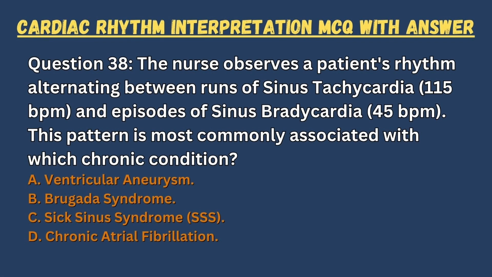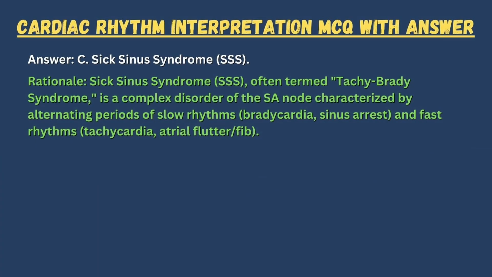Question 38. The nurse observes a patient's rhythm alternating between runs of sinus tachycardia, 115 beats per minute, and episodes of sinus bradycardia, 45 beats per minute. This pattern is most commonly associated with which chronic condition? A. Ventricular aneurysm. B. Brugada syndrome. C. Sick sinus syndrome, SSS. D. Chronic atrial fibrillation. Answer. C. Sick sinus syndrome, SSS.